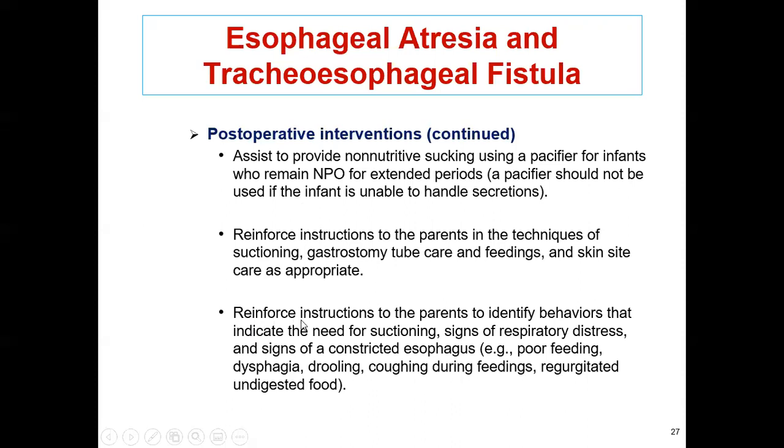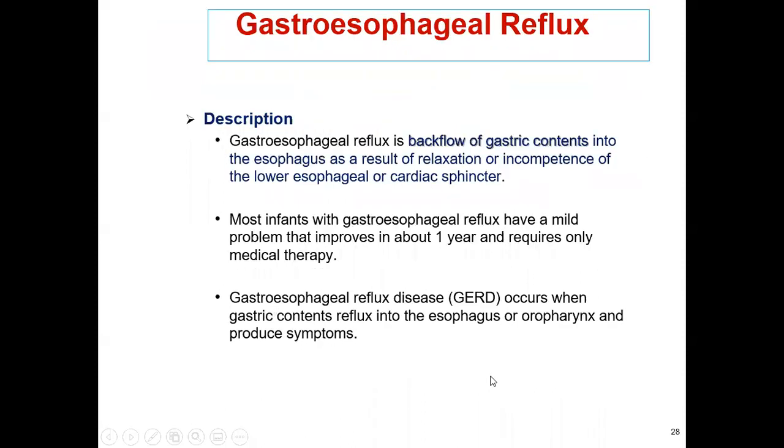Reinforce instruction to the parents to identify behaviors that indicate the need for suctioning, signs of respiratory distress, and signs of a constricted esophagus, like poor feeding, dysphagia, drooling, cough during feeding, or regurgitation of undigested food.